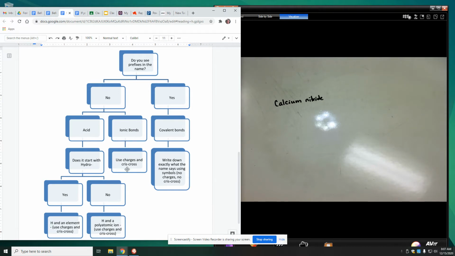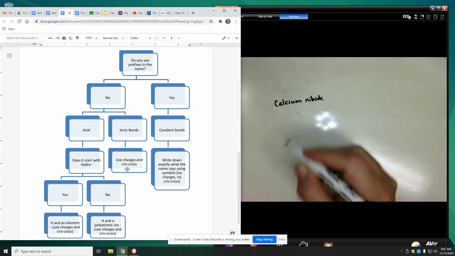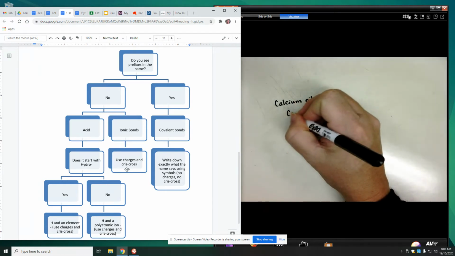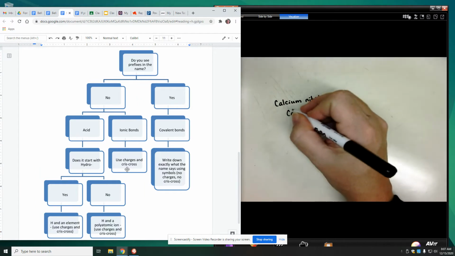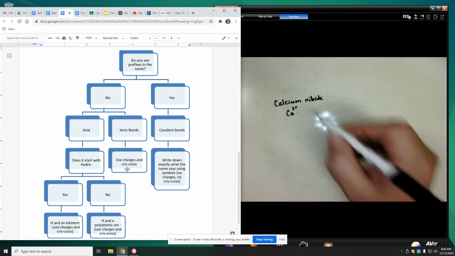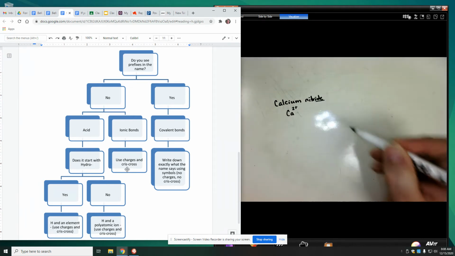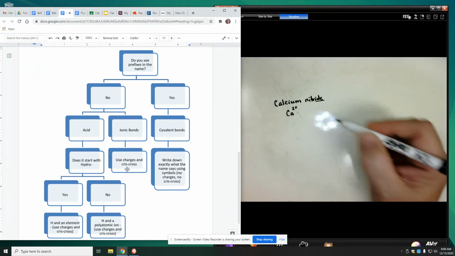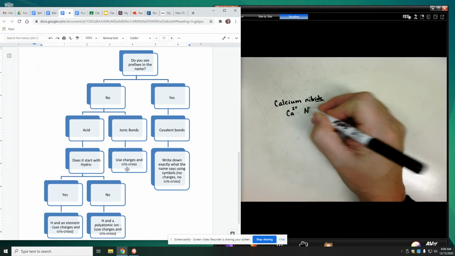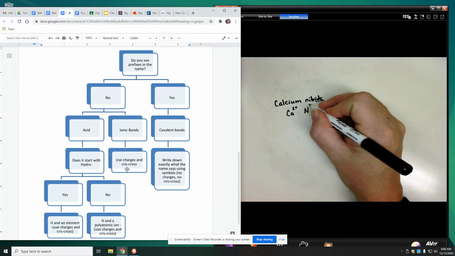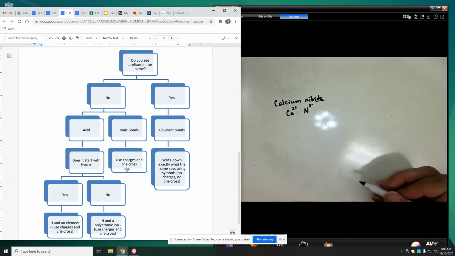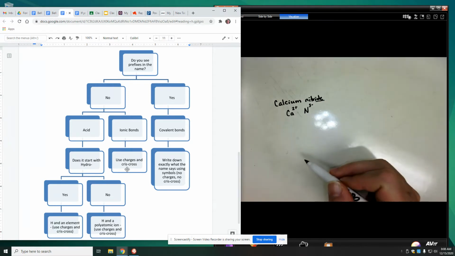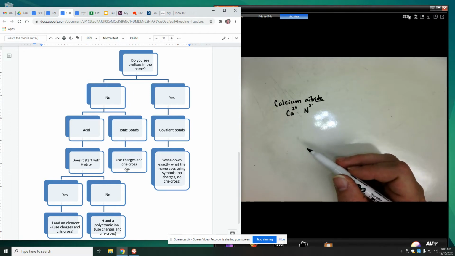We need to use the charges, and then we are going to crisscross those charges. So calcium is Ca, and it's located in group 2 of the periodic table. That means when it becomes an ion, it likes to have a 2 positive charge. Nitride, if it ends in IDE, that means it ends in an element. So this is nitrogen. Nitrogen's in group 15, and it likes to be at a charge of 3 negative when it becomes an ion. The sum of these charges, or oxidation numbers, does not equal 0.